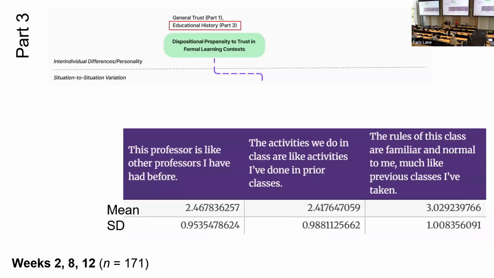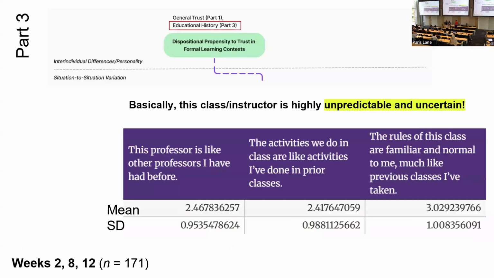Okay, so part 3 was about educational history, dispositional propensity to trust in formal learning context. We're going to look at student perceptions of this class based on our survey data. So as you can see from this chart, these are just some of the sample questions from the spreadsheet. Students think this professor is not like other professors that I've had, or the activities we do in class are not like other activities we do in class. The rules of this class are quite unfamiliar. So basically, this class and this instructor is highly unpredictable and a little bit uncertain.